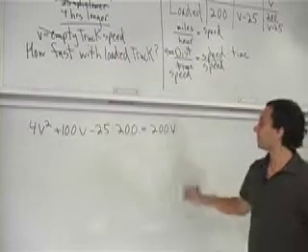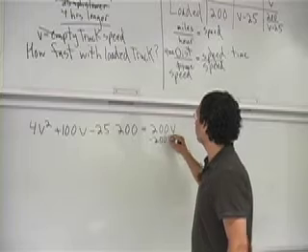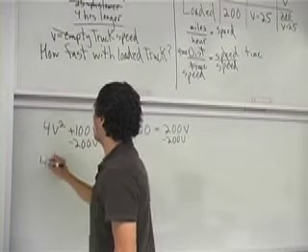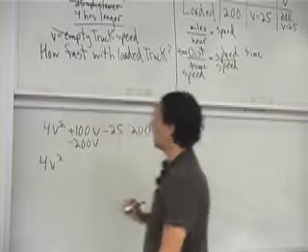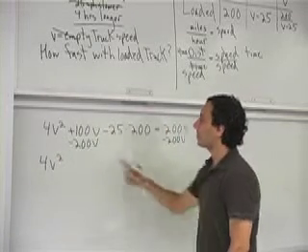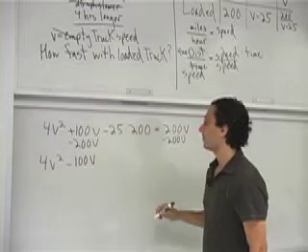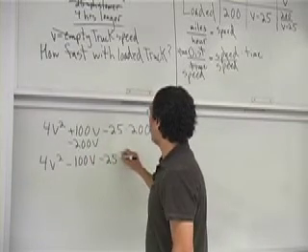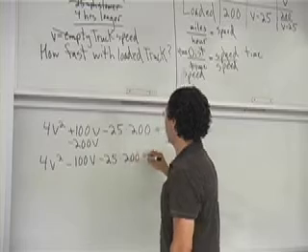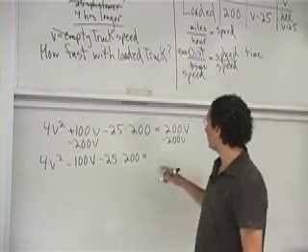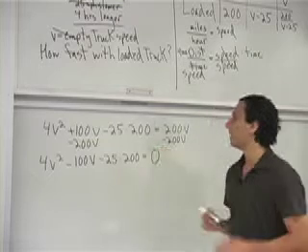Let's move this guy over to the left. We have minus 200V minus 200V. And we get that 4V squared minus 100V minus 25 times 200. Being a little bit lazy about this, but you'll see why I haven't dealt with it just yet in terms of multiplying it out. The right-hand side is 0.